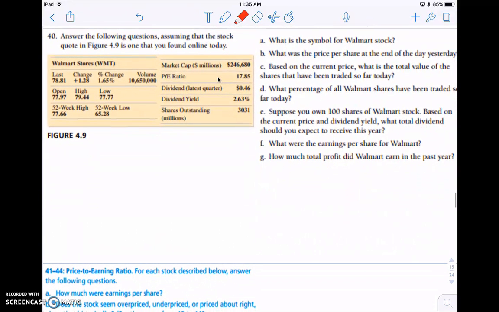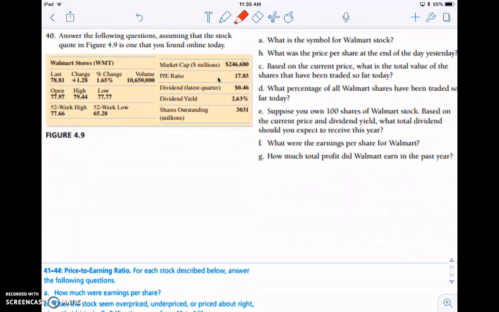Okay, so we're going to analyze this stock number 40. So we are looking at Walmart. As we look at Walmart here, we're going to be answering all the questions on the right hand side. So first, part A, what is the symbol for the Walmart stock? Okay, that is just WMT. Our symbol will be found right here, right next to the name of the company.